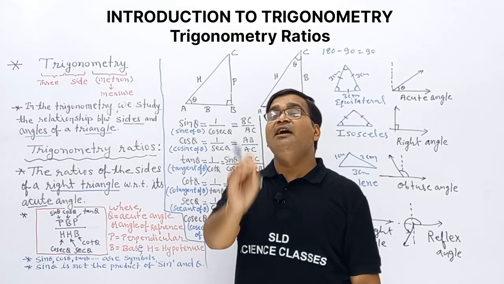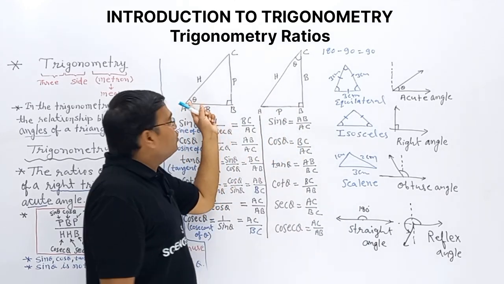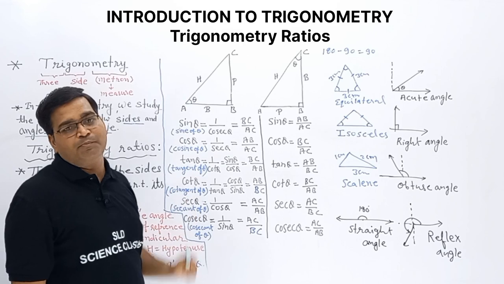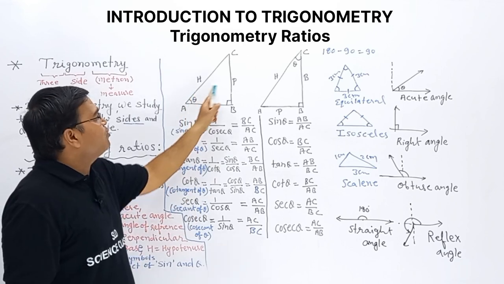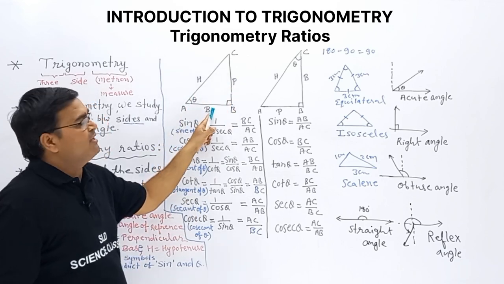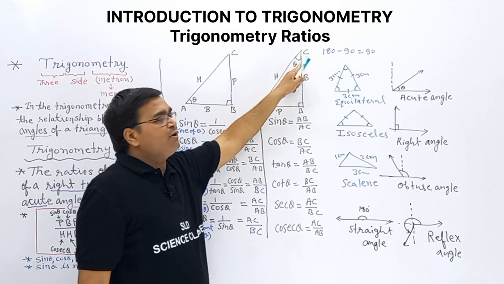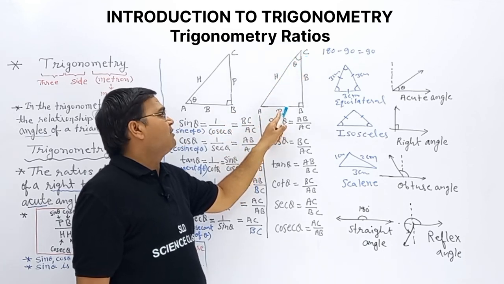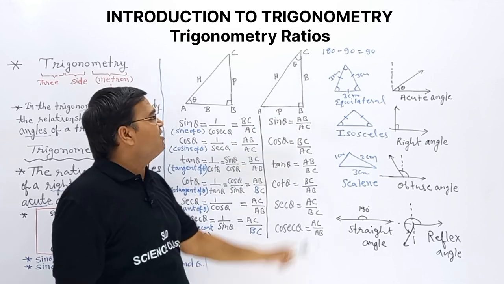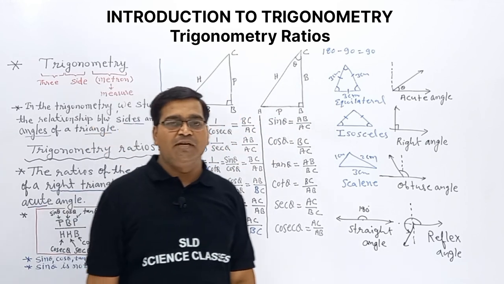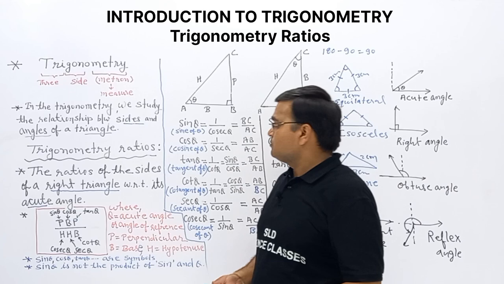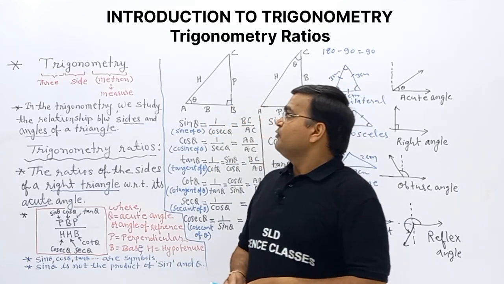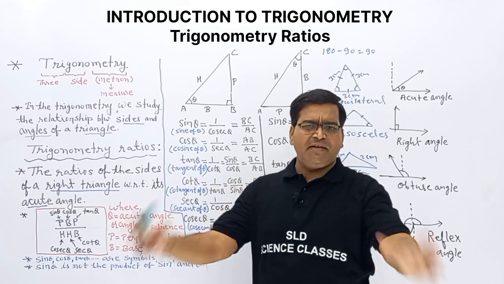First, understand the acute angle. The acute angle's opposite side is what? Perpendicular. And adjacent is what? Base. This is the acute angle, so this will be perpendicular and this one will be base. When we consider this as the acute angle, its opposite will be perpendicular, its adjacent is base, and the remaining side is the hypotenuse.